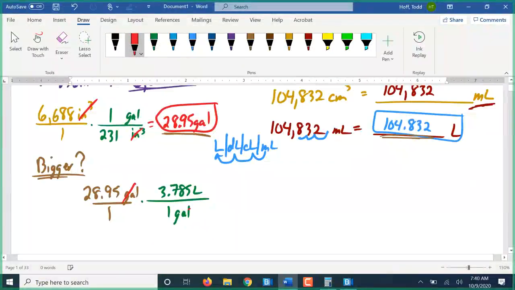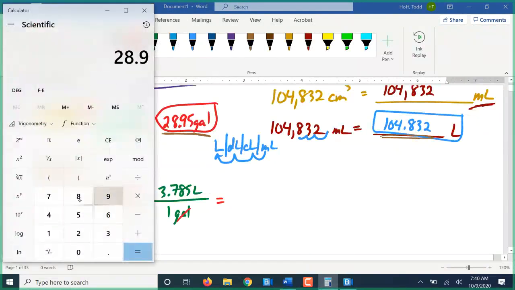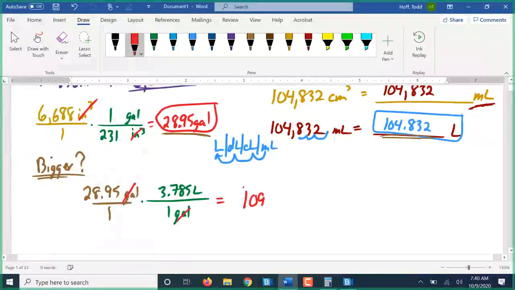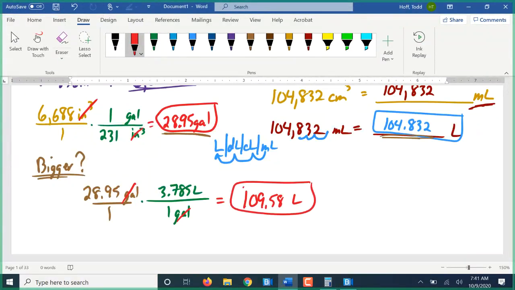So the gallons are going to cancel out. We're going to take 28.95 times 3.785, which is 109.58 liters is what we're at. So that 28.95 gallon tank is just slightly larger than the 104.83 liters in the other tank.